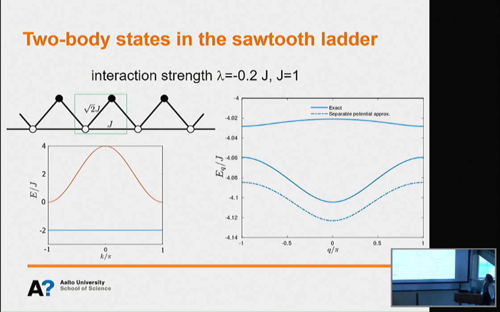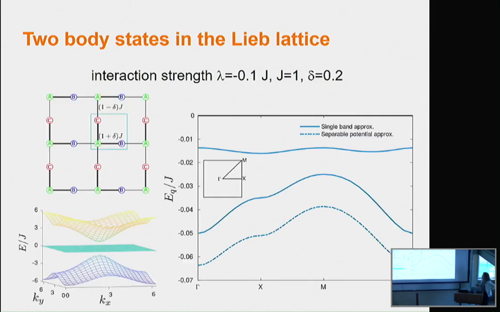So for this system, yeah, you have this pair dispersion. And then for the Lieb lattice as well, it works very well. This is the exact, and this is the analytical results. And here you can again see that there is pair dispersion.